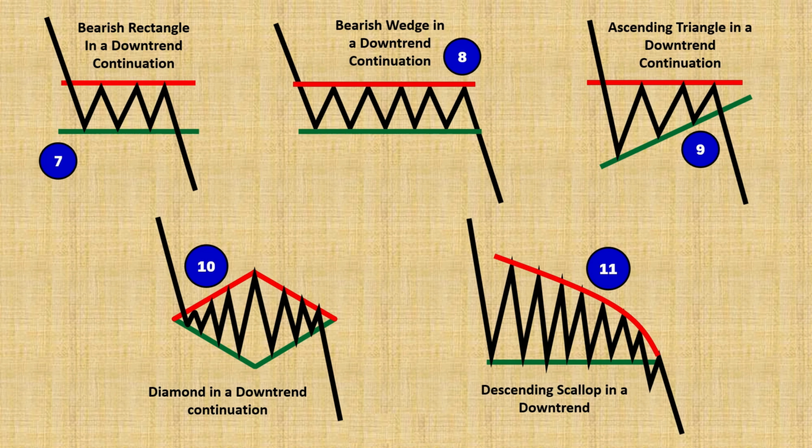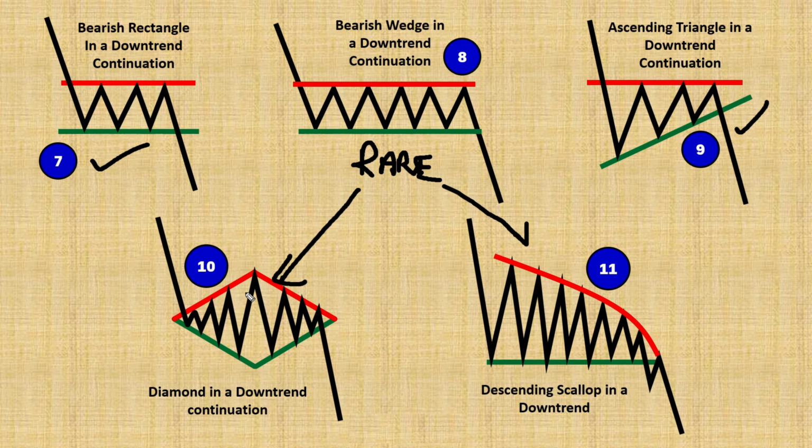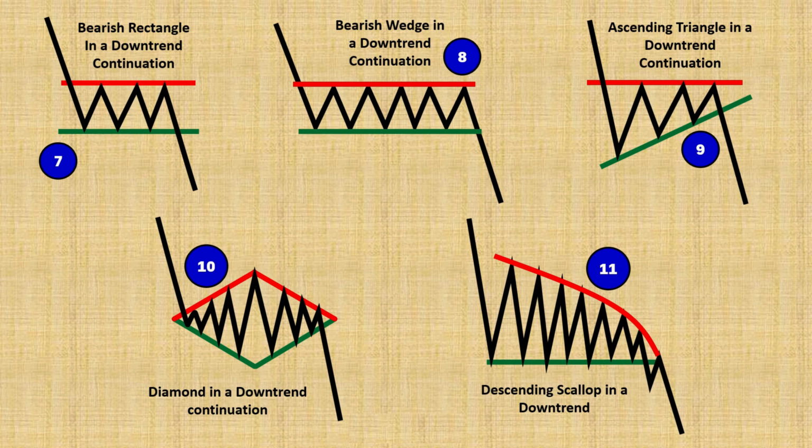And the bearish rectangle, this is also where most people come into. The ascending triangle in a downtrend, yes, sometimes you do. And the bearish wedge in a downtrend, this is pretty rare, I would say. And the same goes for the diamond in a downtrend continuation, rare. The diamond in a downtrend continuation is like a symmetrical triangle on this part, where it breaks out and continues to go down.